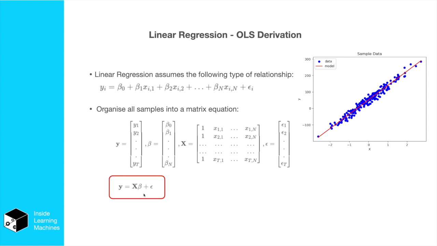Specifically, what we want to do is we want to try and find the optimal values for our model parameters. That's this column vector beta. So that's what we want to be able to do. So on the next slide, that's what we will work on.